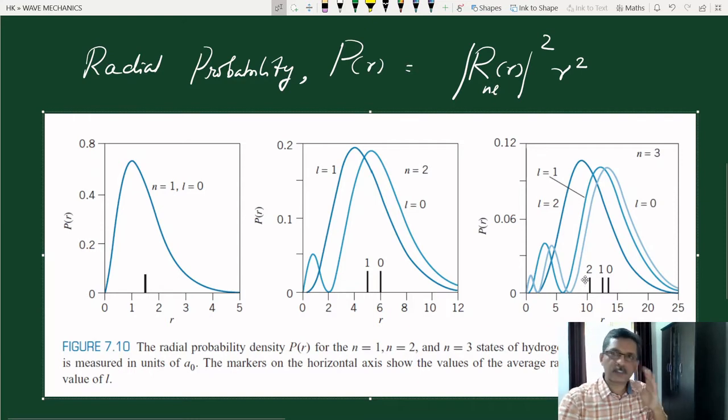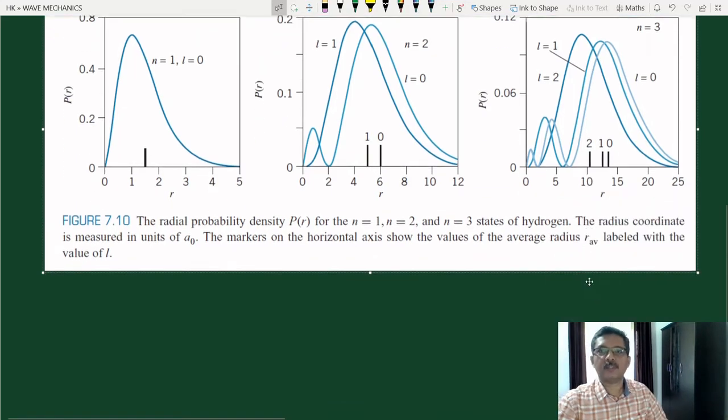So first of all, let us ask the question: is there any trend, is there any reason for this variation in antinodes for different L states, for a particular value of n? So let us look at it briefly.